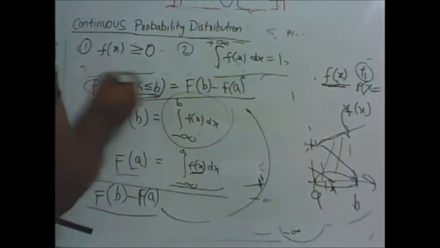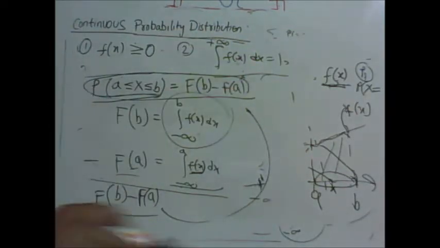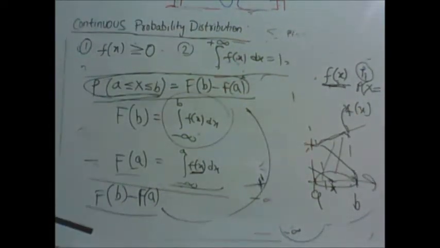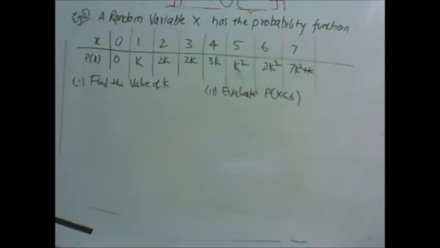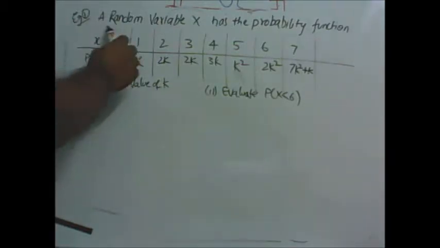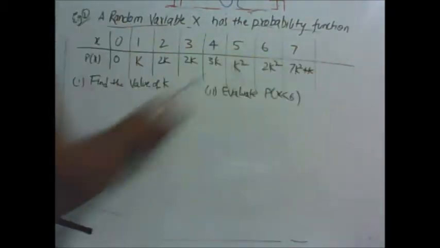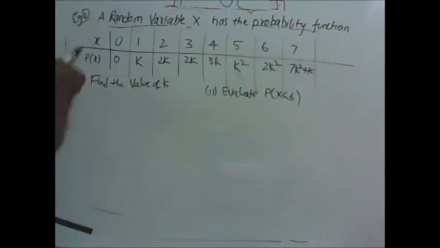So this is clear to you all. Now let us see an example. This example is for a discrete distribution. A random variable x has a probability function. I mean the relation between x and its probability function is given like this.